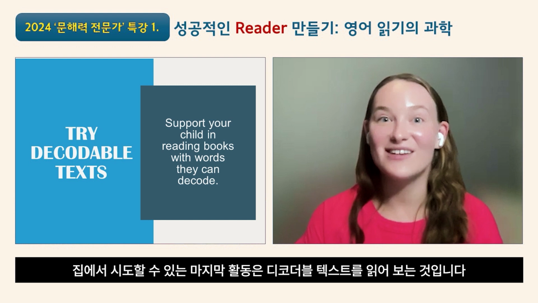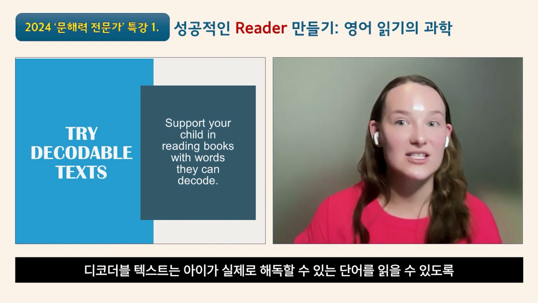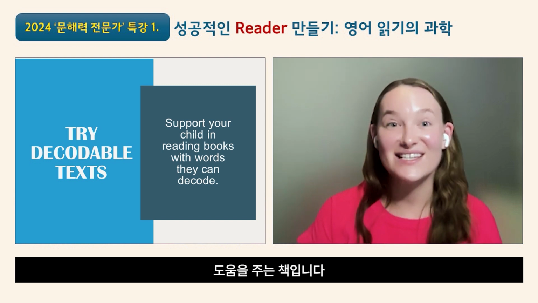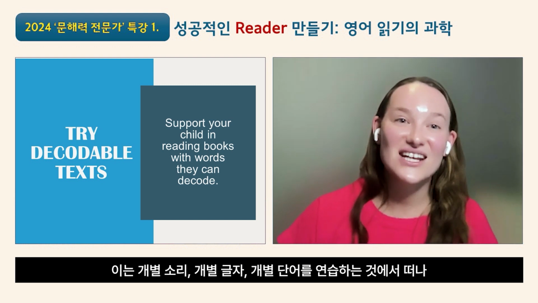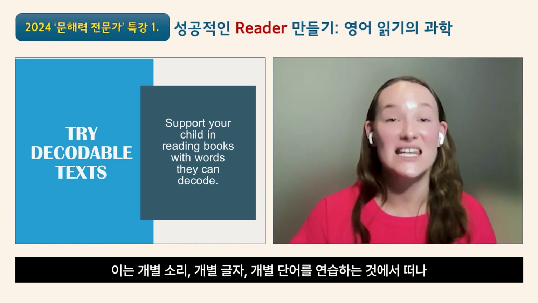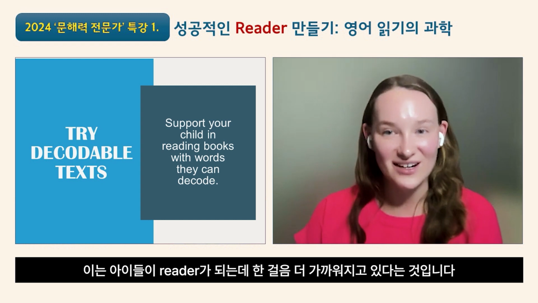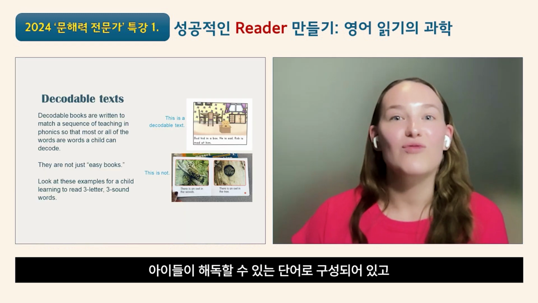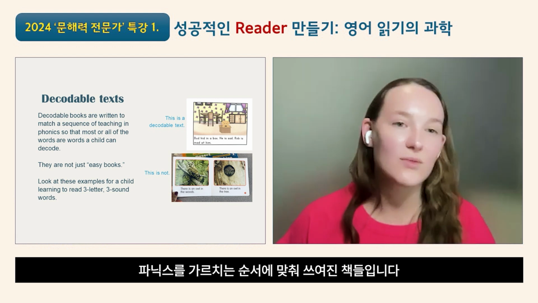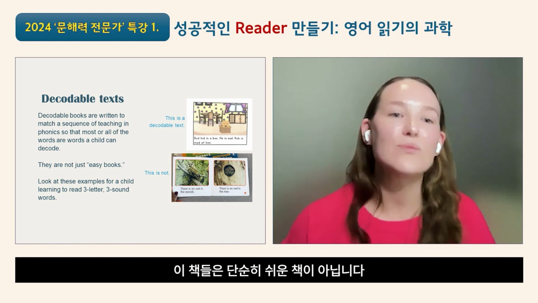Our final category and final activity to try at home is to try decodable texts. Decodable texts are books that are going to support your child in reading words that they can actually decode, which means that they're getting the chance to take that practice out of the space of individual sounds, individual letters, and individual words into actual books, taking them one step closer to becoming a reader. Decodable books are books that are written to match a sequence of teaching phonics so that most or all of the words are words a child can decode. They are not just easy books.